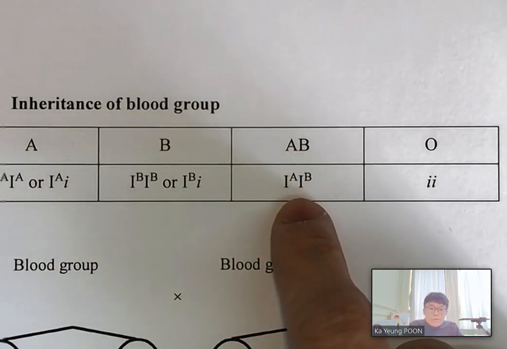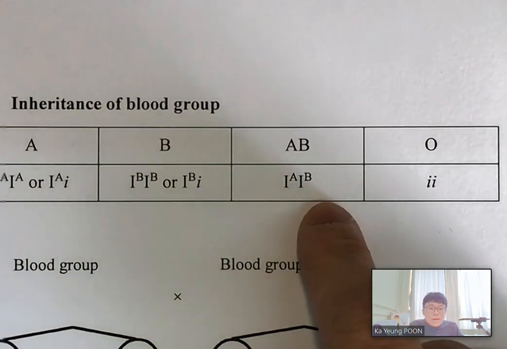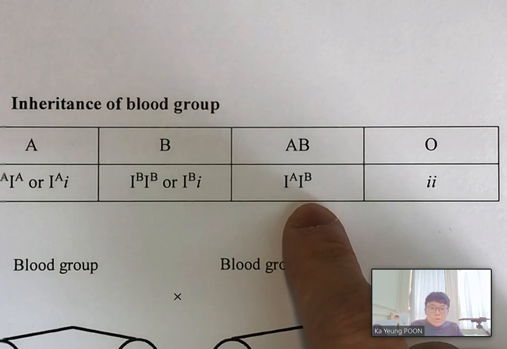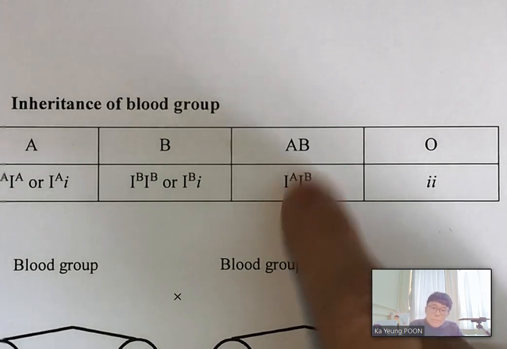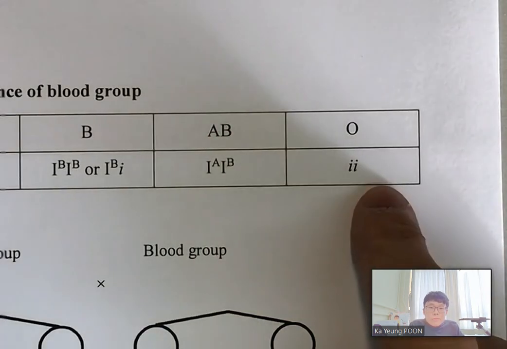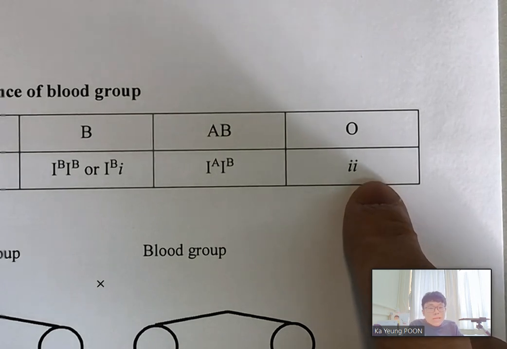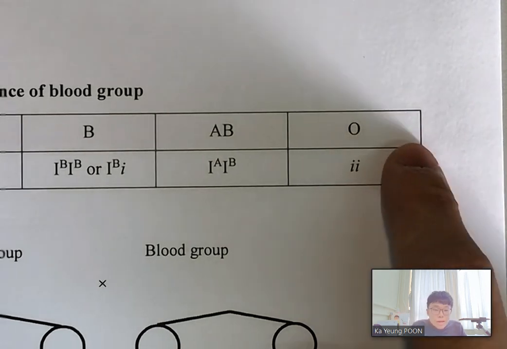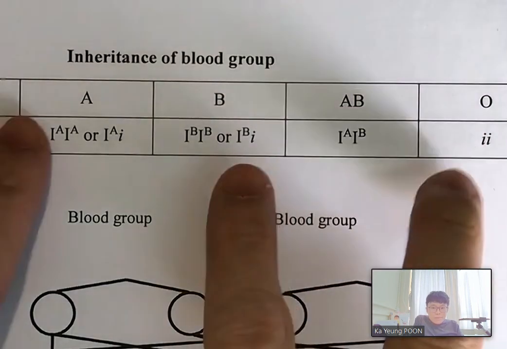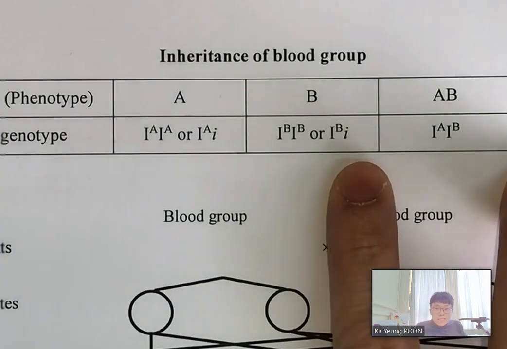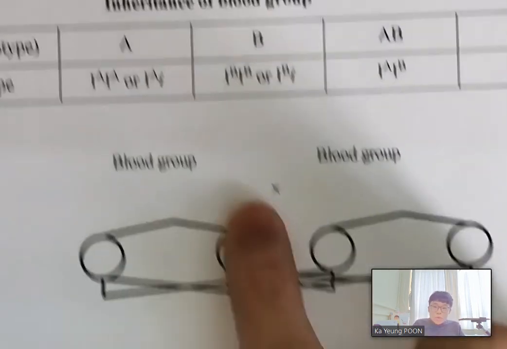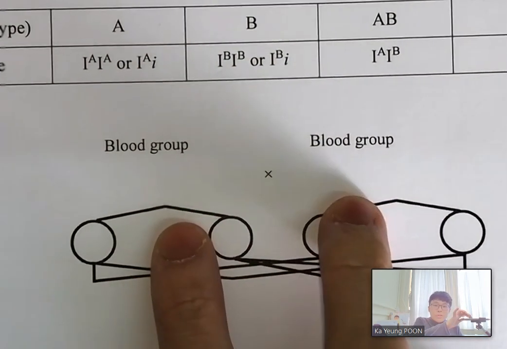Because the alleles for big IA and big IB are equally dominant, we can call it codominant, and then it would be blood group AB. And if both of them are small i, then it will be blood group O. So from these six possible genotypes, we can start deducing the monohybrid cross.